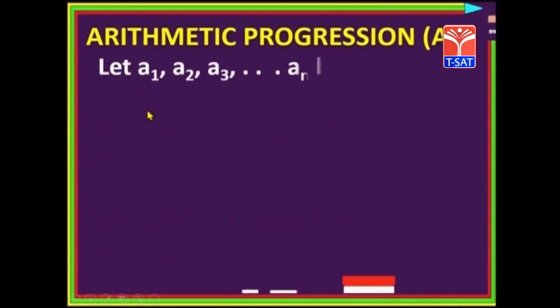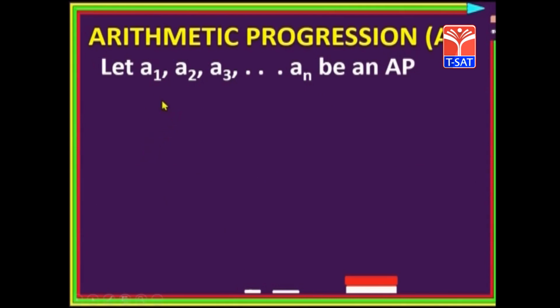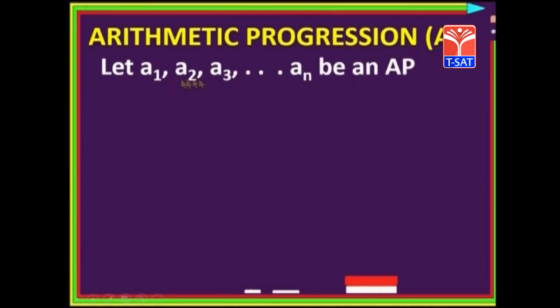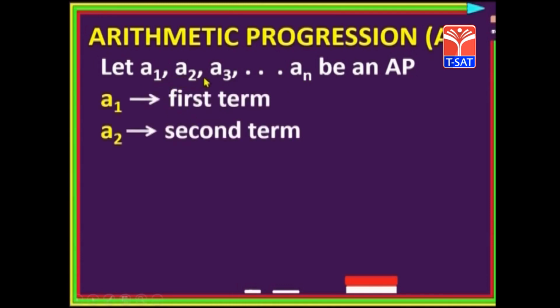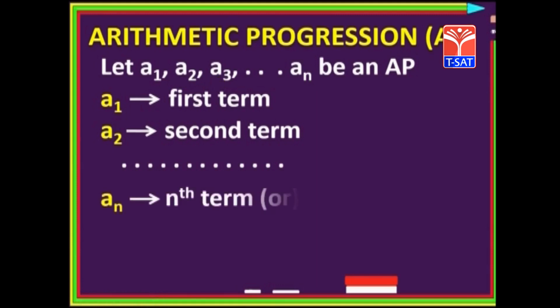Now, let us see the series of an arithmetic progression. The terms of the arithmetic progression are of the form A1, A2, A3, and so on up to An. Here A1 is called the first term, A2 is called the second term, similarly A3 is called the third term, and so on. The last term An is called the last term or nth term, or we can also say the general term.